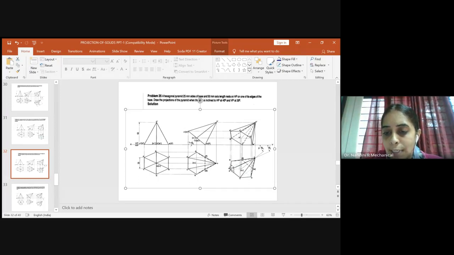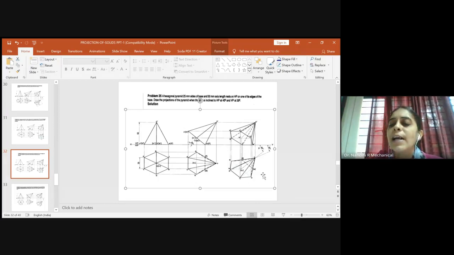So show visible line. E to D, D to C, C to B will be visible, and E to F will be hidden, F to A will be hidden, A to B will be hidden. And similarly from F to O also will be hidden and A to O also will be hidden. So this is how you construct the third stage of the top view while determining beta angle in case of axis inclination to VP.